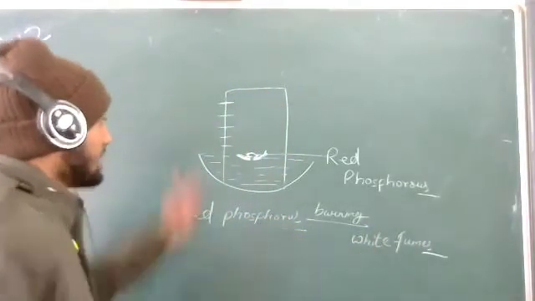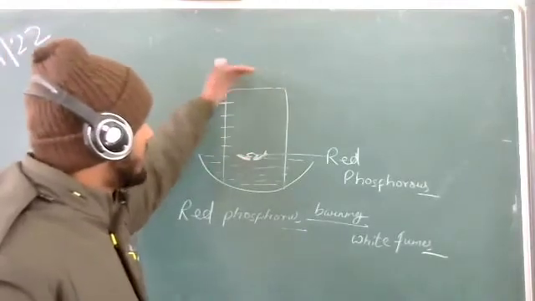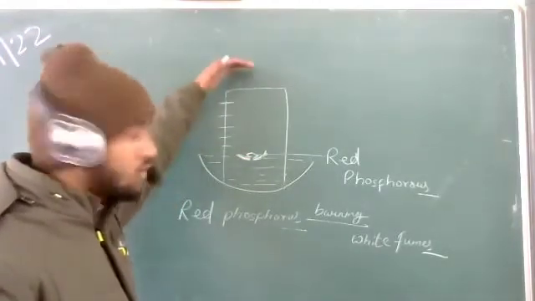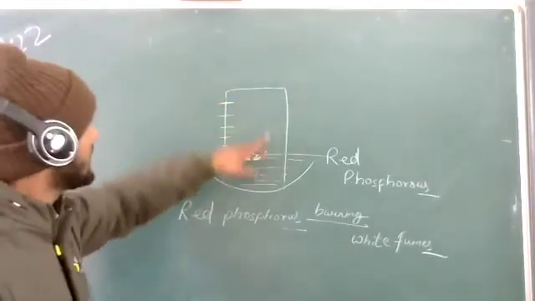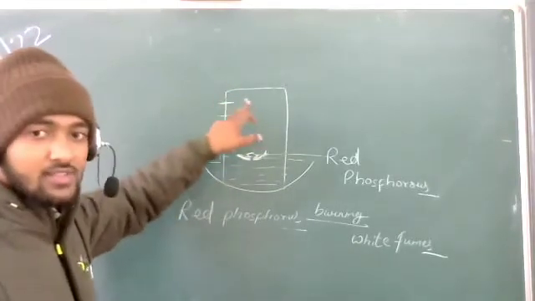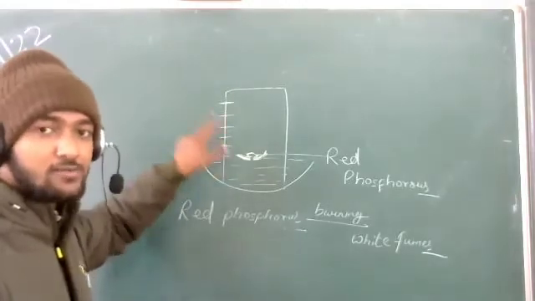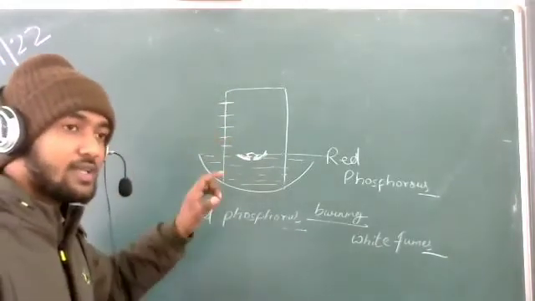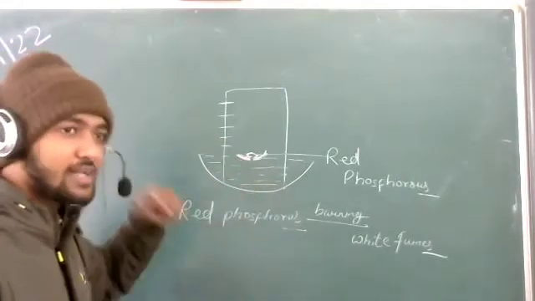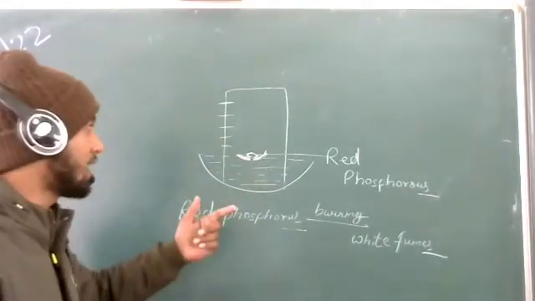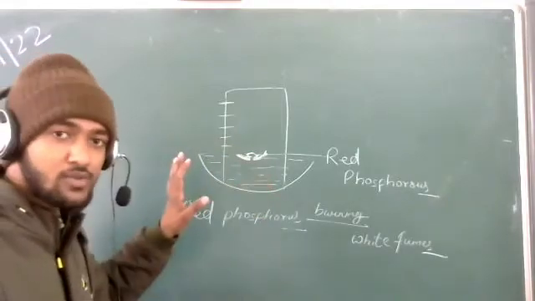As you burn it, you cover it with a bell jar. So what happens when you cover? Air is present in this bell jar, and in this air oxygen is also present, which helps in burning. As long as the oxygen is not consumed, the red phosphorus will keep burning. When all the oxygen is consumed, what happens? The red phosphorus stops burning.